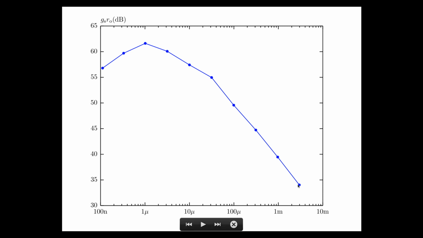30 dBs is about a factor of 30. And so 35 dBs is going to be an intrinsic gain of like 60 or something like that. Maybe 50 to 60, something in that range.